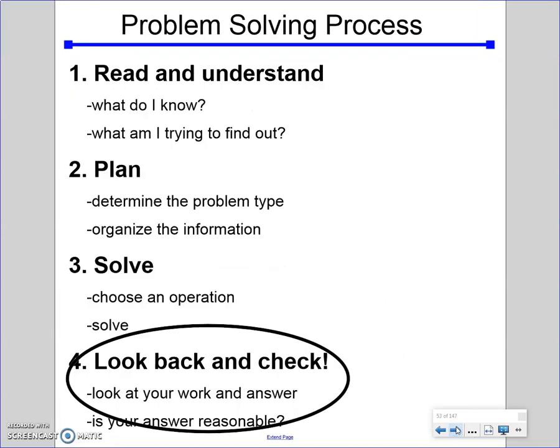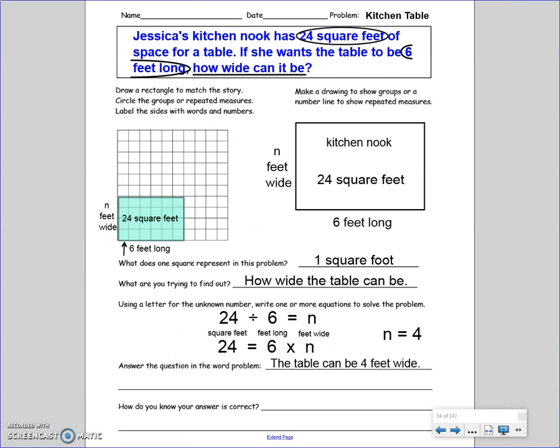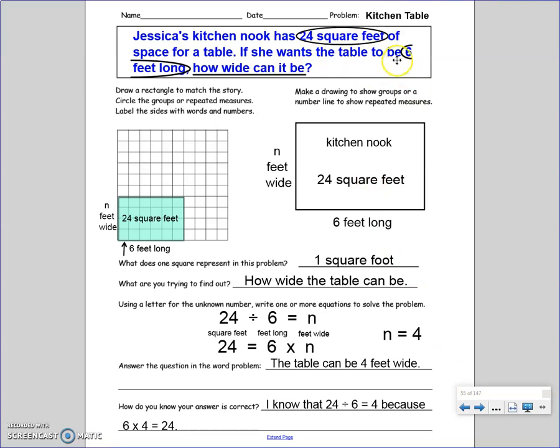We're ready for the final step, to look back and check. We're going to look at our answer to see if it's reasonable. But first, we're going to answer this last question. How do we know our answer is correct? Well, how do we know that 24 divided by 6 equals n? We know that 24 divided by 6 equals 4 because 6 times 4 equals 24. Let's quickly double check. Are 24 and 6 the numbers from the problem? They are. Is 4 the correct answer to 24 divided by 6? It is because, like we said, 6 times 4 equals 24. So 24 divided by 6 equals 4.